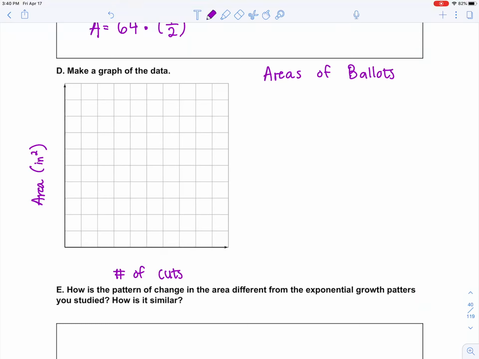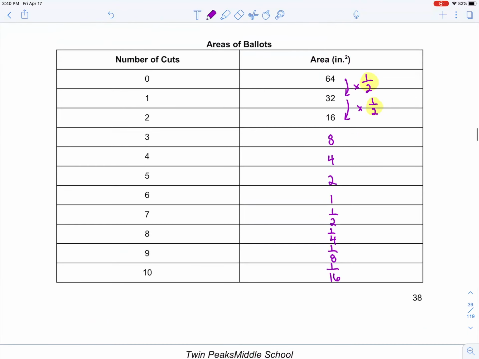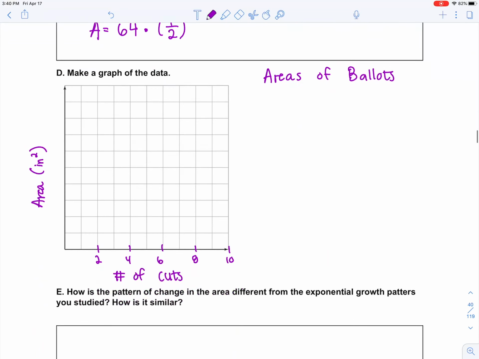Okay, and how many spaces do I have? I think I have 10 perfectly. So that's 2, 4, 6, 8, and 10. And then for area, we're going to have to be a little bit more creative. Let's go up by 5. Well, I don't think that'll work. Sure, let's just go up by 5s. My initial value might not be on here, but I've got to work with what I have.